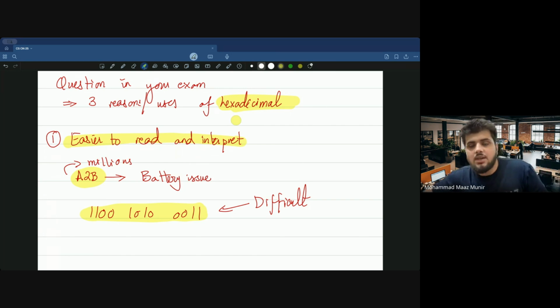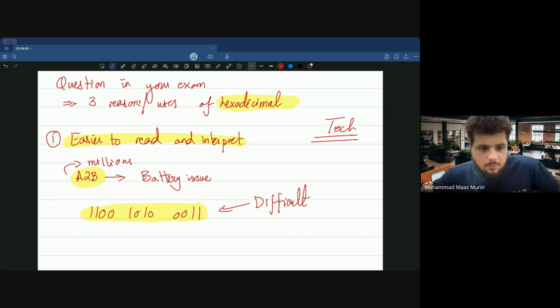Let's say I have a battery issue, which is A to B. Let's say the hard disk issue is something like A to C, or maybe something like A5C. Memorizing such a thing is much easier. When you get to big tech firms and there is some issue, always remember, wait, let me get a screenshot for you. That will be much clearer.